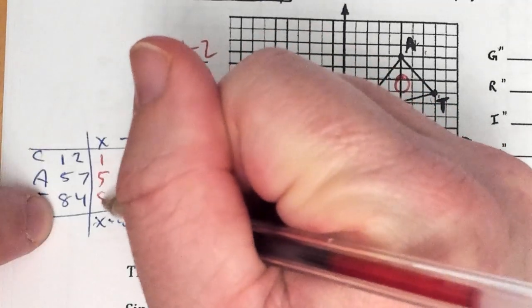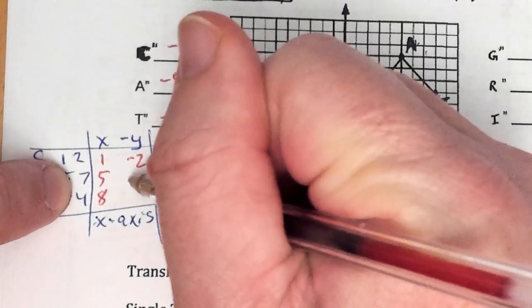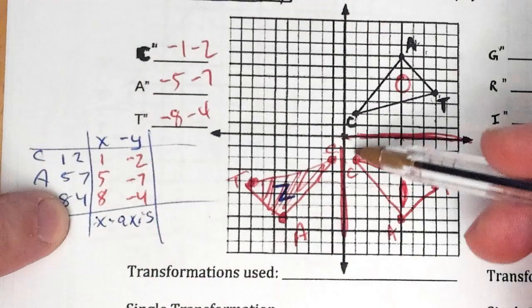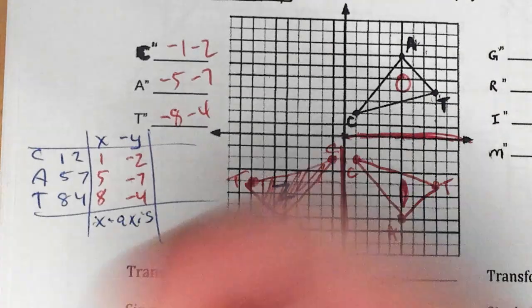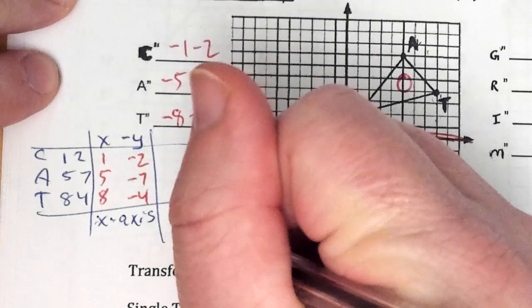All right, let's double check. We get all your x's stay the same and all your y's just change the signs. That looks legit so far. +8, -4, yep. Okay, and then we're going to reflect over the y-axis.